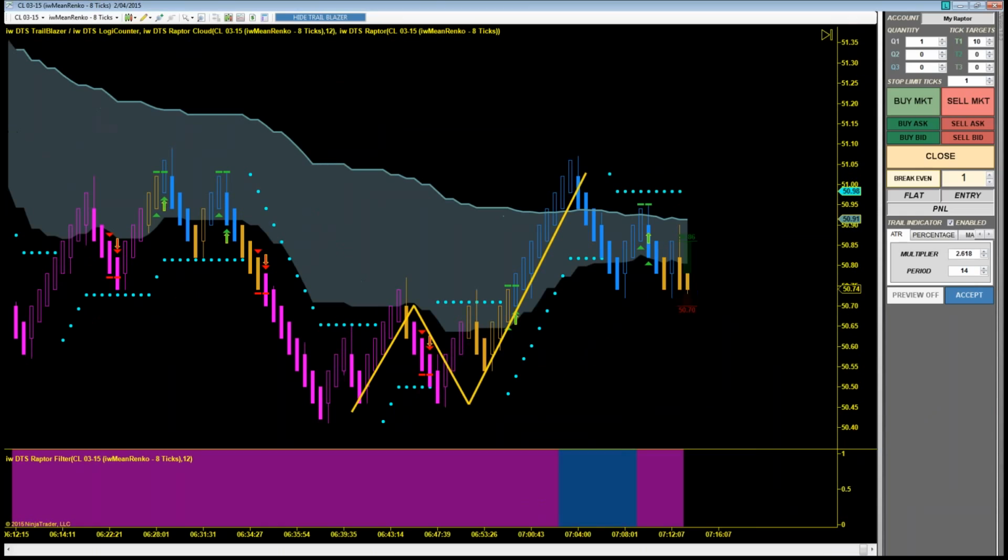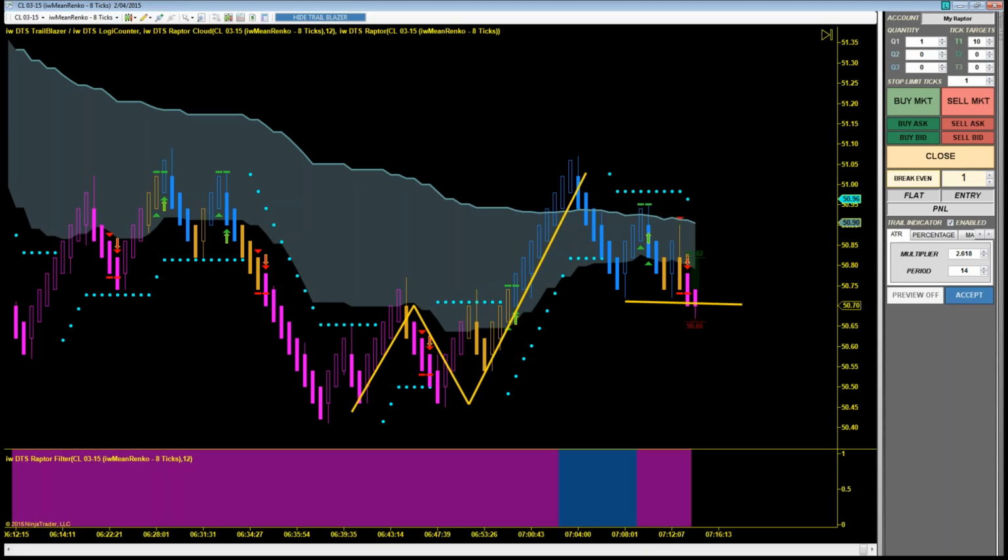We have a double pullback into the hard edge. This looks a little more like what I was looking for. So we have the double pullback into the hard edge. Now remember, we're expecting a reaction whenever we hit the hard edge. So now we're waiting for the market to come out of this and generate an all red sell signal.